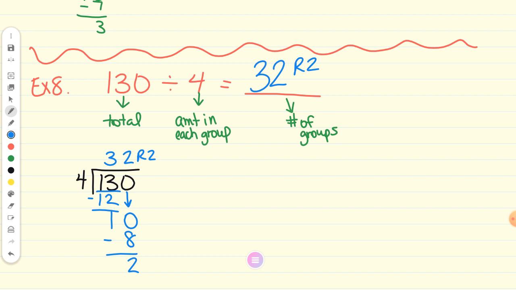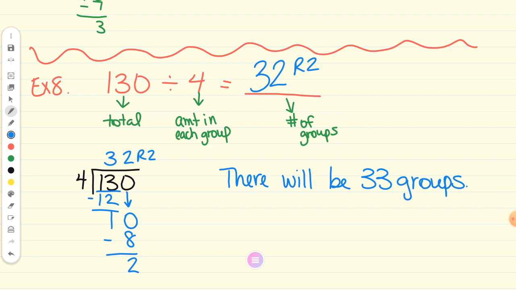Is that an important answer you think I'm gonna be looking for? Yes, but then when you write your answer sentence, you answer the question that is asked in the word problem. The word problem says, how many groups will there be? So there will be 33 groups.